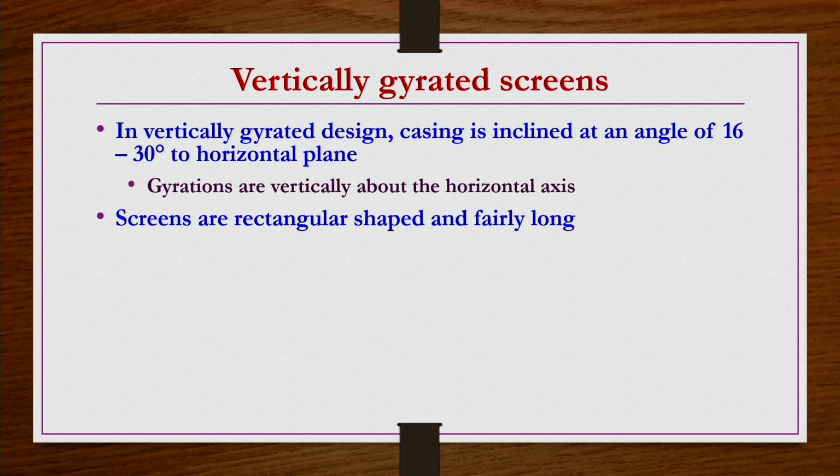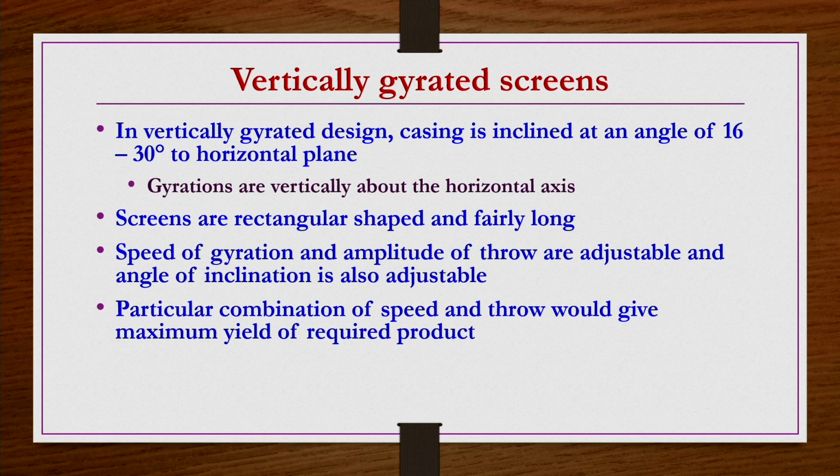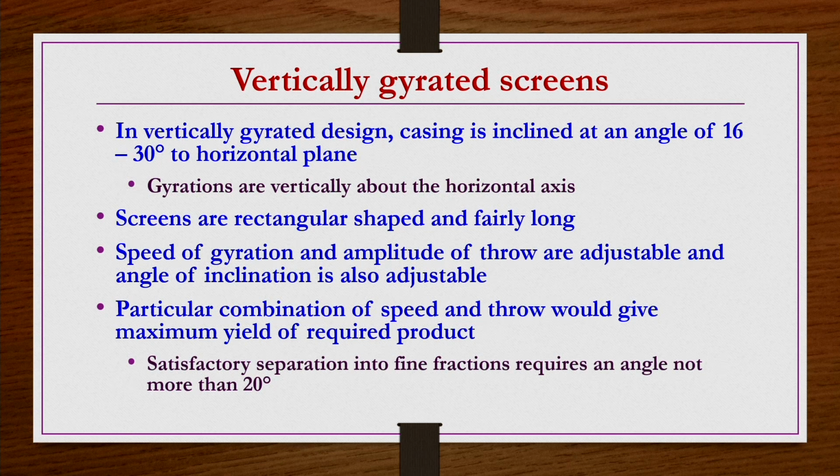Screens are rectangular shaped and fairly long. The speed of gyration and amplitude of throw are adjustable, as well as the angle of inclination. That possibility is there in their design. A particular combination of speed and throw would give a maximum yield of the required product. It has been found that satisfactory separation into fine fractions can be obtained if the inclination angle is less than 20 degrees. If the inclination angle is less than 20 degrees, then separation of the fine fraction is very satisfactory using these vertically gyrated screens.